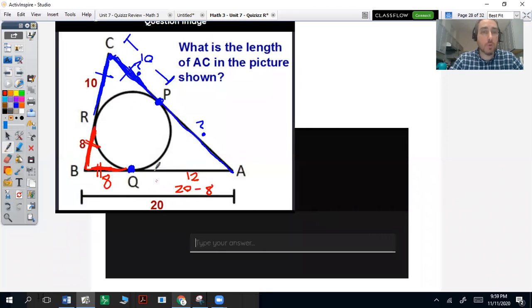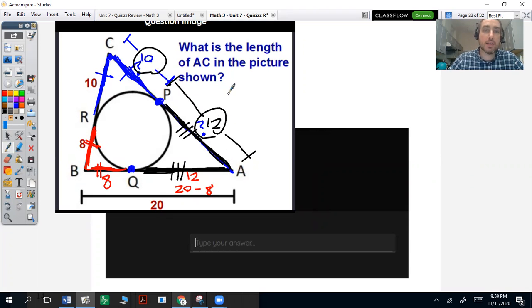8 plus 12 is 20, which means P to A is going to be 12. So that means AC is the sum of those 2 lengths, 22.